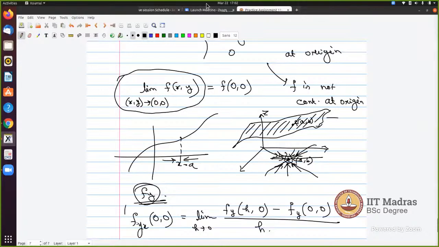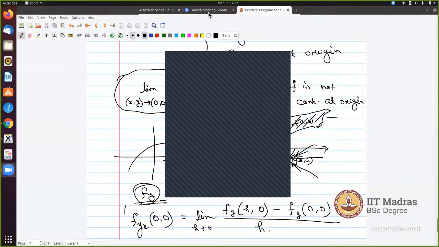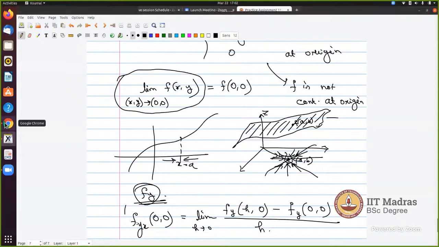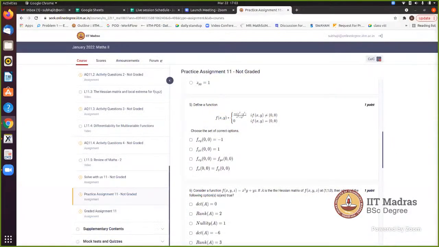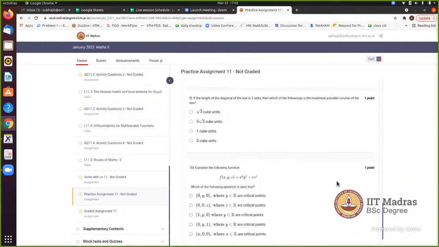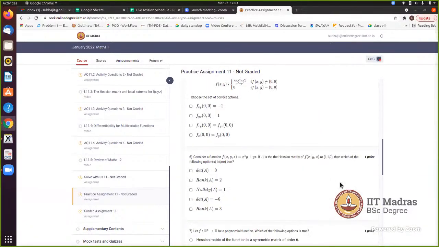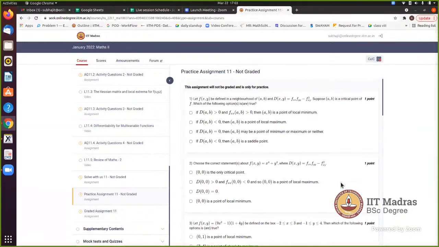Yeah, Amit. Practice assignment 11. Practice number 11. Have you solved it yourself? Yes, sir. Question number 2, I have some doubt about the concept. What is your doubt?